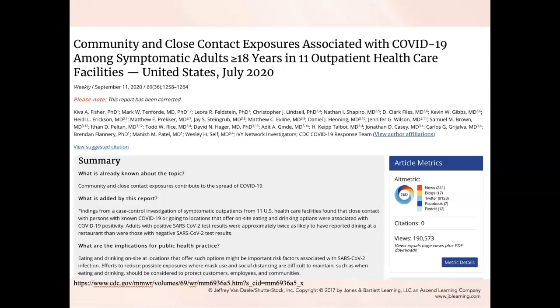They found an odds ratio of 2.4, meaning that COVID positive individuals were twice as likely to have reported dining at a restaurant than those who did not test positive for COVID-19, providing some evidence that going out to eat during the pandemic, especially in those early days, was probably a little risky in terms of being an exposure that could result in a COVID-19 infection.